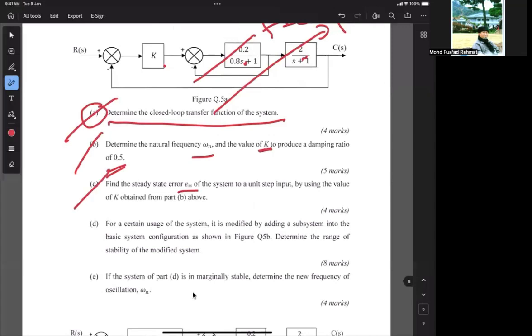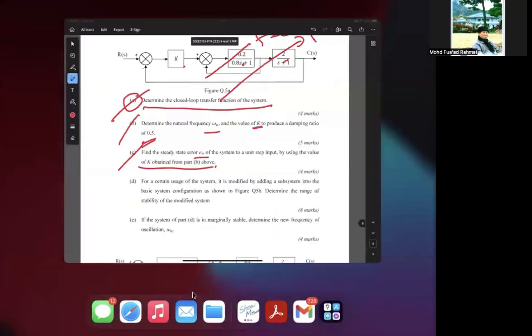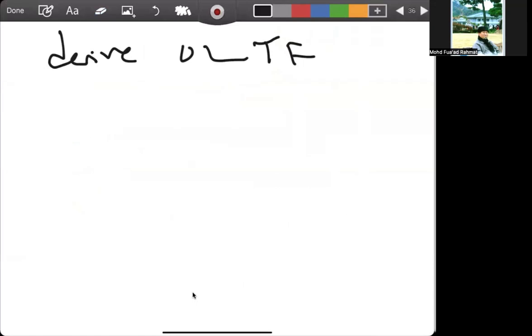Find the steady state error of the system to a unit step input by using the value of k obtained in part B. So as I told you before, we find the GS. Okay, let me derive the open loop transfer function first.